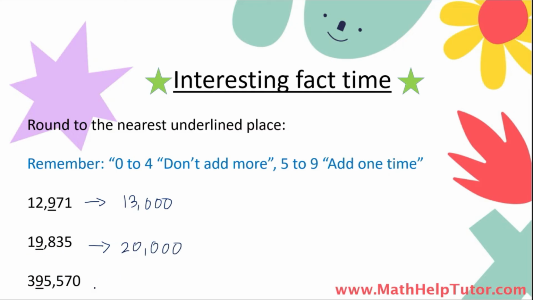And then last, we are being asked to round 395,570 to the nearest 10,000s. So again, we look at the digit to the right of the place that we are being asked to round. And since it's 5, and remembering the rhyme, 5 to 9 add 1 time, that means we have to add 1 time to 9, which makes it into 10. But again, whenever we exceed the digit 9, we have to go back to 0 and then add 1 to the digit to the left. So 3 plus 1 becomes 4. And then we just change the rest of the digits to the right into zeros. So the answer to rounding this number to the nearest 10,000s is 400,000.